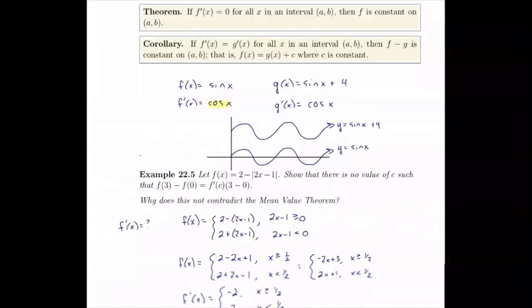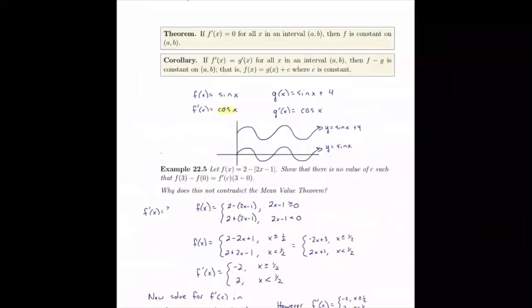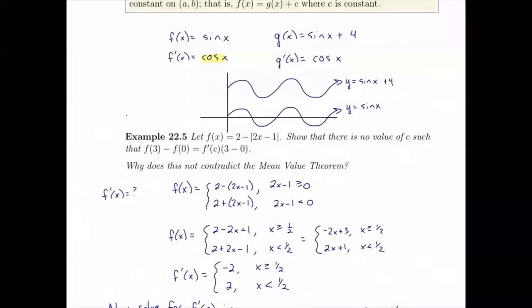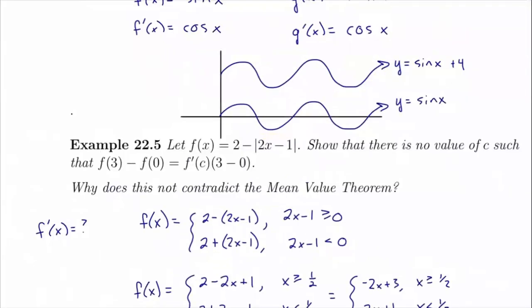Okay, so the last problem that we'll do here, we have this example at the bottom. They say, let f of x be equal to 2 minus absolute value of 2x minus 1. Your guard should be up. Absolute value is now in play, right? Absolute value is not a differentiable function. So we have to keep that in mind.